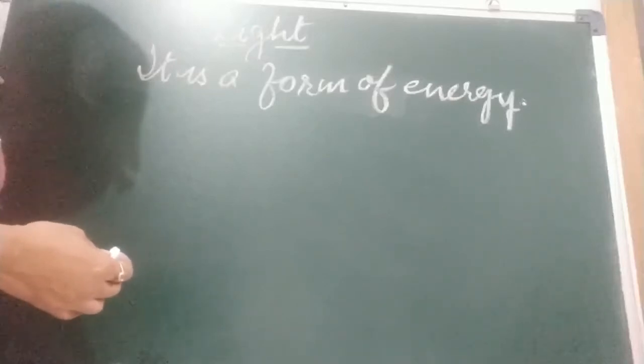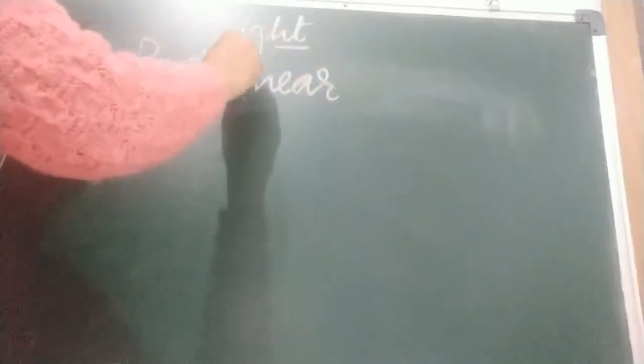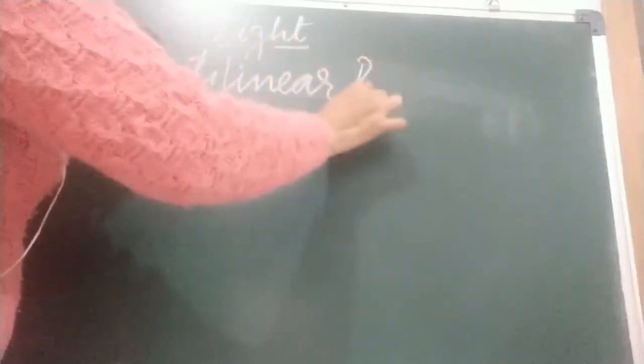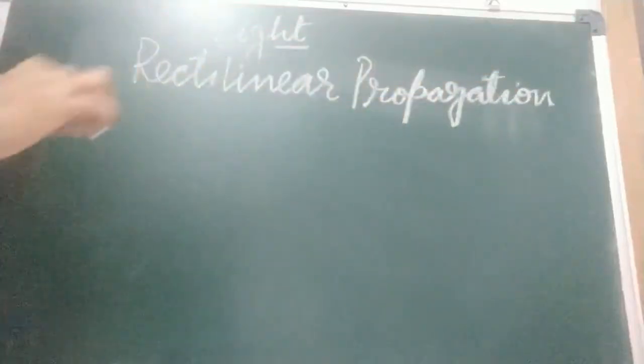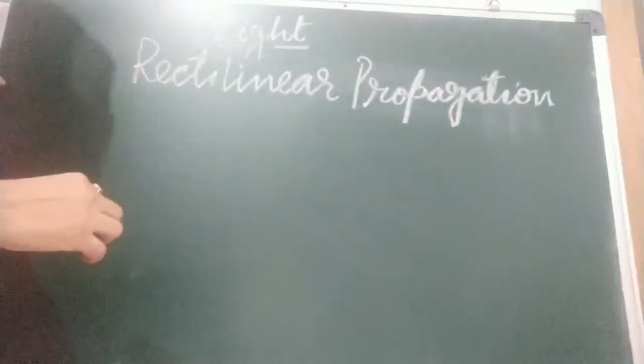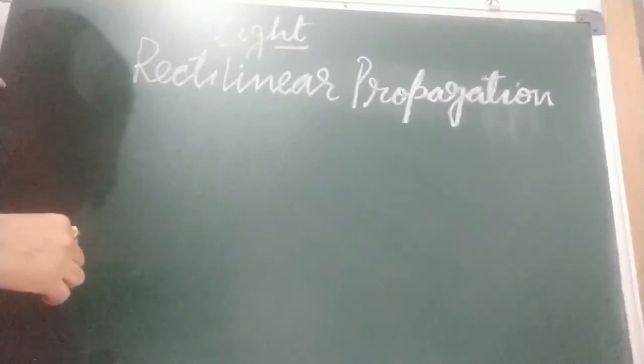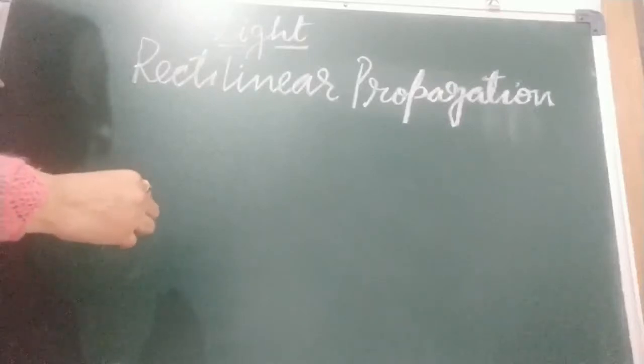Now our first topic is rectilinear propagation of light. What is this rectilinear propagation? Last year you learned in class 6, rectilinear means straight. So we are going to discuss that light travels in a straight line, and this is called rectilinear propagation of light. Children, we can prove this by a simple activity.